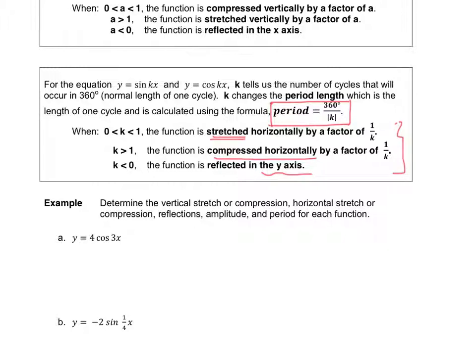So in this example, we were asked to find the vertical stretch or compression, the horizontal stretch or compression, any reflections, the amplitude, and the period for each function. So what I would do for a question like this is break it down in terms of the a value and the k value separately. So in this first one, we can see that the a value is 4, which tells us, according to your chart, that this is a vertical stretch by a factor of 4.